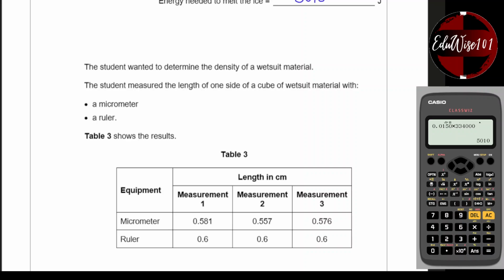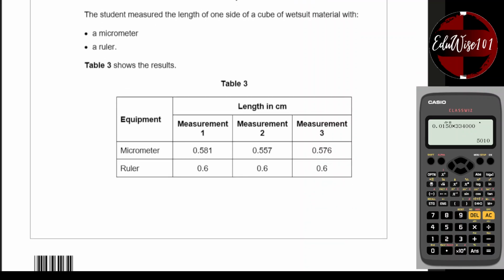The student wanted to determine the density of a wetsuit material. The student measured the length of one side of a cube of wetsuit material with a micrometer. Now, a micrometer is a specific device. You probably haven't seen this. We usually use it a lot for A-level, but it's something that is used to measure small lengths, right? And a ruler. The table below shows the results.